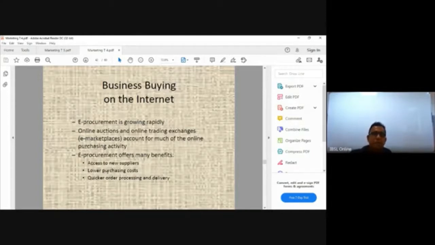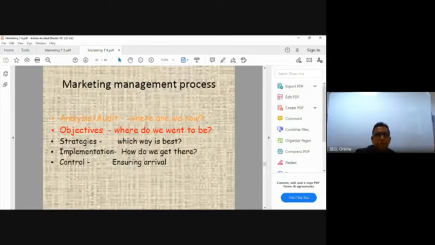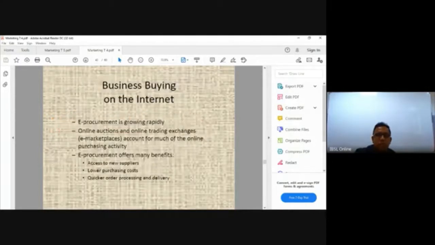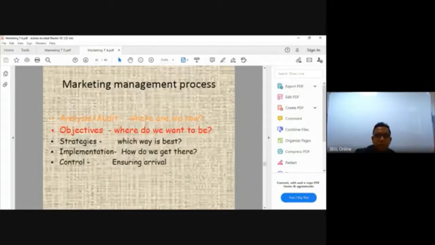Then business buying on the internet. E-procurement is growing now. Today, buying is done online also, through online auctions. The benefits are access to new suppliers, lower purchasing cost, quick order processing and delivery, and so on. So that completes our discussion of the first stage of the marketing management process.